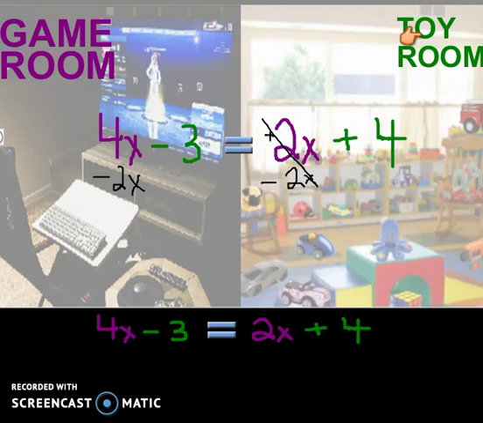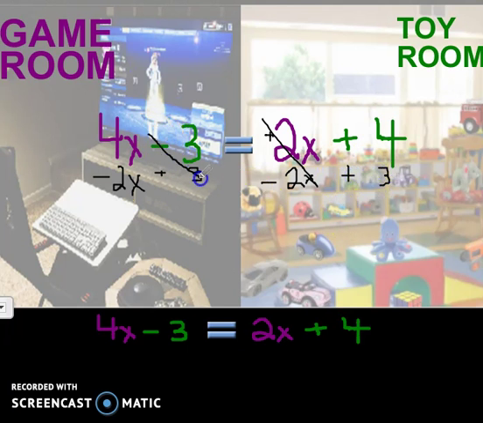Now I'm going to look in the game room. Do I have any numbers in the game room that don't belong? Are there any toys in here? Oh, yeah, there is. I only want purple variables over here. So this does not belong. I need to get rid of it. How do I get rid of a minus 3? I use inverse operations. I'm going to add 3 to this side and add 3 to this side.